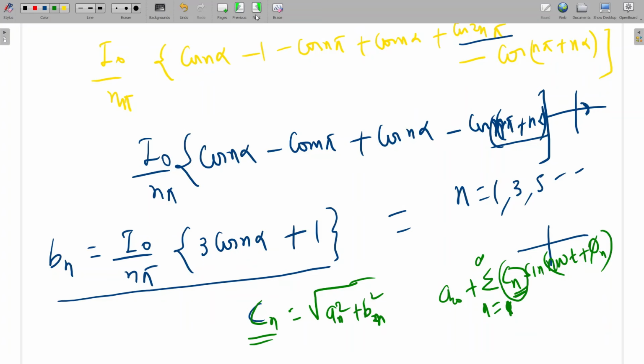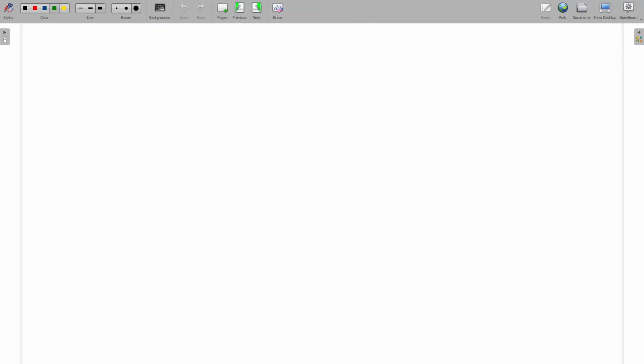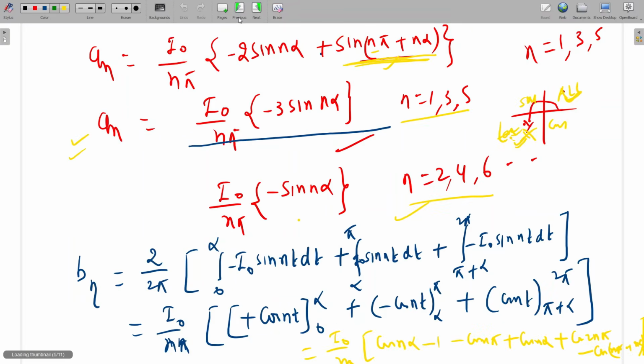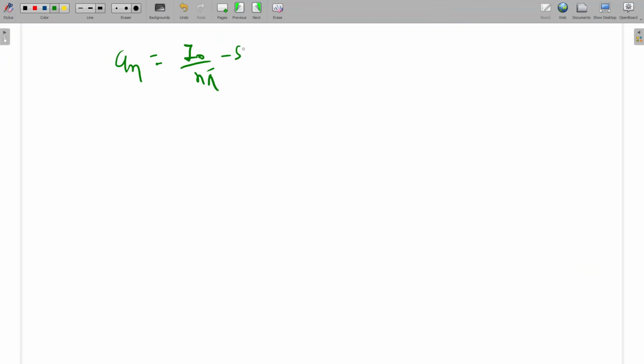So Cn will be under root An square plus Bn square. So what is the value of An? An is equal to I naught by n pi minus sin n alpha. Is it clear? Or is something wrong there?